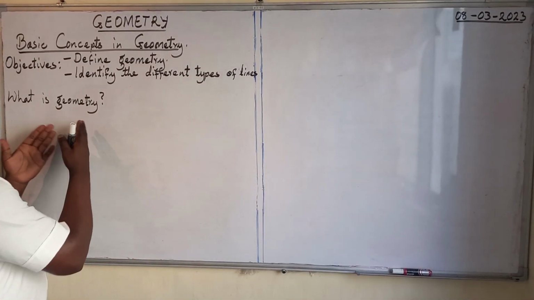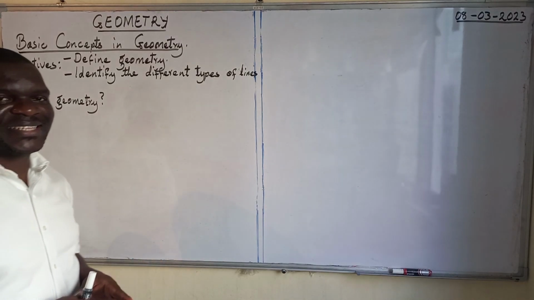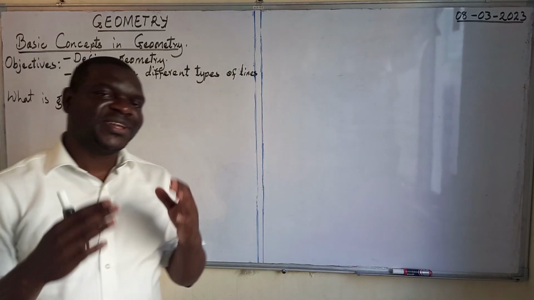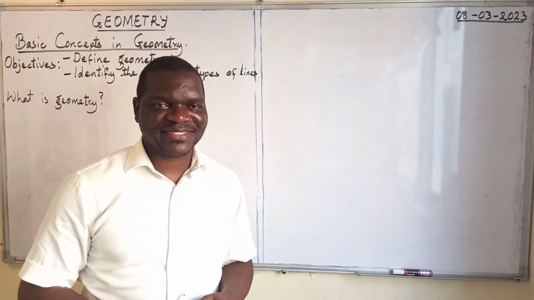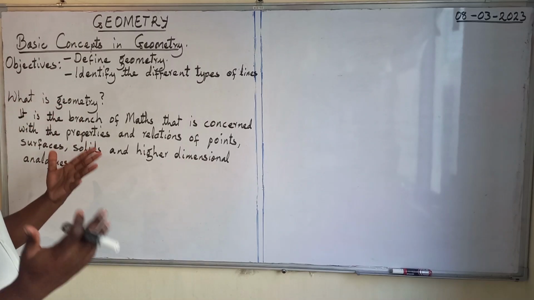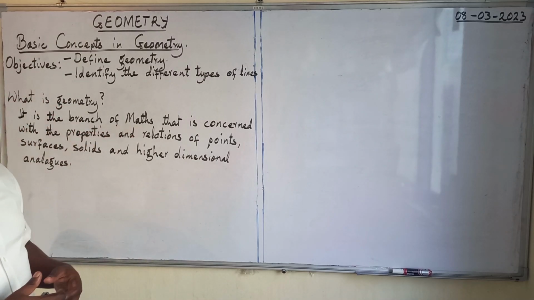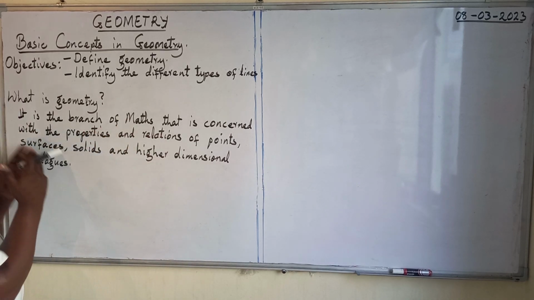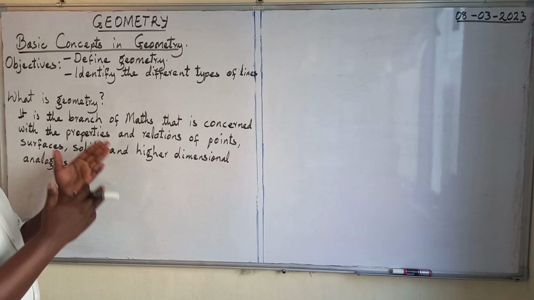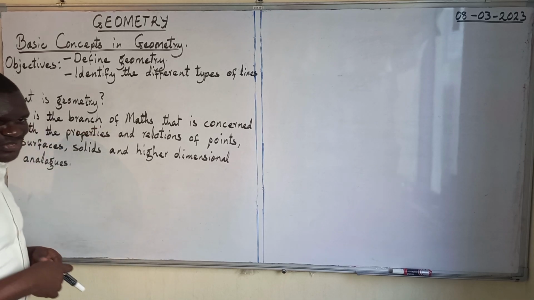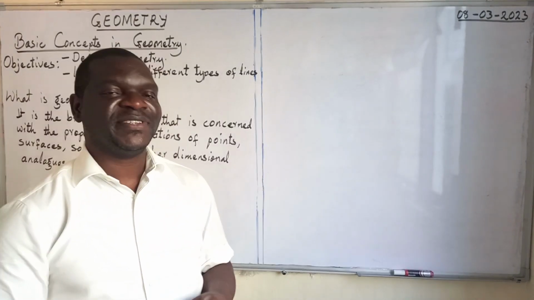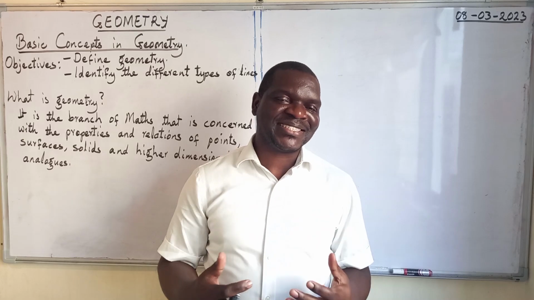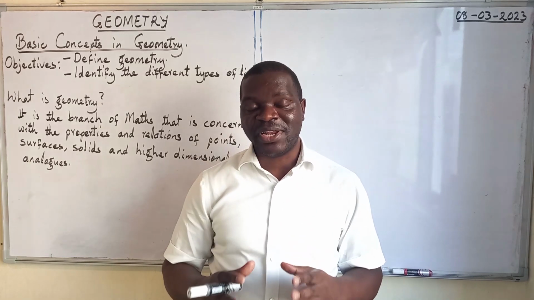The first question we have here is asking what geometry is. So we're going to look at the definition for geometry, then we go into the different types of lines. As we can see here, geometry can be defined as that branch of mathematics which is concerned with the properties and relations of points, surfaces, solids, and higher dimensional analogues. This is the brief definition of geometry. And with this, we are going to dig deep to understand what each aspect really means.